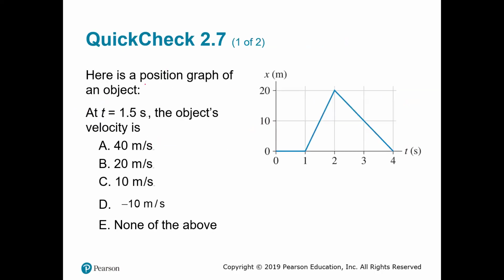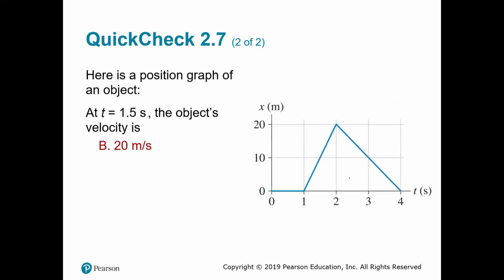So now, here's the position graph of an object. Again, at t equals 1.5 seconds, right here, what is the object's velocity? How can you find it? This is nothing but the slope at this point, which is the slope of this line, right? So your change in time is 1 second. The vertical change is 20. So your velocity is 20 meters per second. So your answer is B, right?